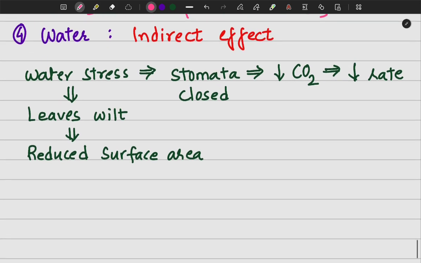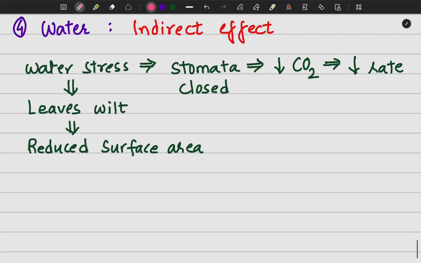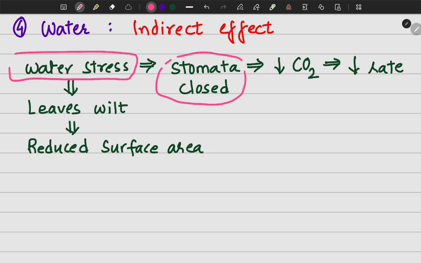Now coming to the final external factor, which is the water. Water is one of the raw materials of photosynthesis, right? And it has been shown that the water does not have a direct effect, but it affects the rate of photosynthesis indirectly. So how does it affect indirectly? Whenever there is a water stress, because of the scarcity of the water, the stomata of the plants get closed so that transpiration can be controlled. No more water can be lost.